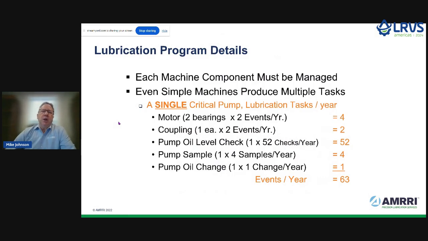When considering a critical pump, we need to have a plan that tells us how much labor will be required for that one pump. And then if we've got 1,000 pumps, we multiply that annual plan by 1,000 to account for that particular machine type.